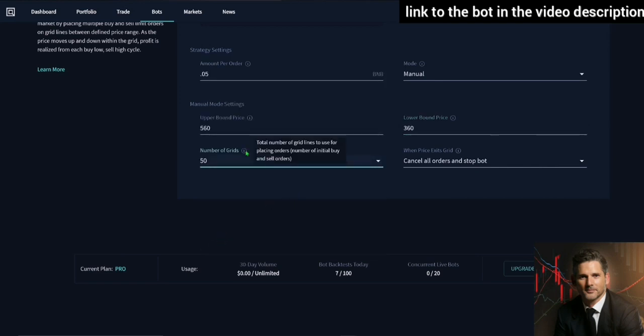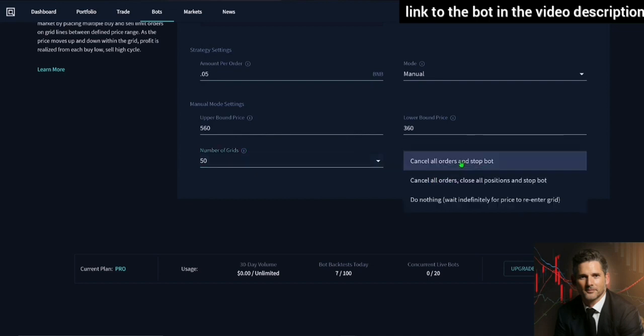And that will equate to the total number of grid lines to use for placing the orders or the grids. And so those will all be limit buy or sell orders on the grid itself. And then my last option is, when price exits the grid, what do I actually want it to do? I only have 3 options: cancel all orders and stop the bot; cancel all orders, close all positions and stop the bot; or do nothing and wait for the price to re-enter the grid.